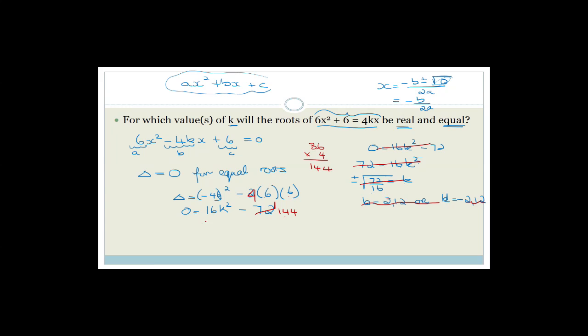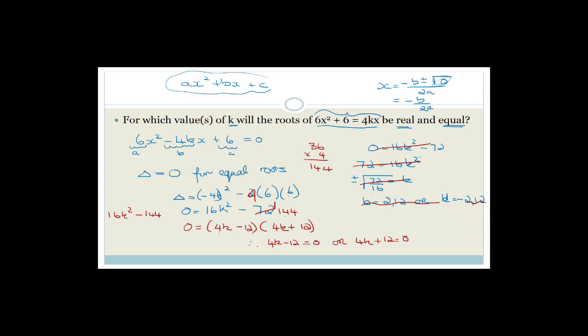144. Okay, and then if you do that, you can actually realize that this is the difference of two squares, because you got 0 is equal to 4k minus 12 or 4k plus 12. Therefore, you got 4k minus 12 equals 0 or 4k plus 12 equals 0. Do you see that? Because this is 16k squared minus 144. So 16 is a perfect square, k squared is a perfect square, obviously, and 144 is a perfect square. So if we square root this, we're gonna end up with the sum and difference of two squares. We end up with 4k minus 12 and 4k plus 12.